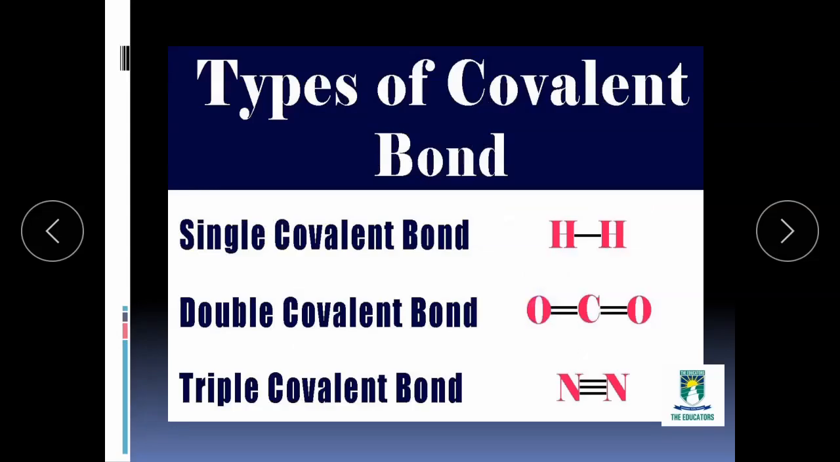Types of covalent bond. There are 3 types of covalent bond: single covalent bond, double covalent bond, triple covalent bond. A single covalent bond is formed by the sharing of 1 electron pair, meaning 1 electron from each side. So H2 is an example of a single covalent bond. A double covalent bond is formed by the sharing of 2 electrons from each side, and a triple covalent bond is formed by the sharing of 3 electrons from both atoms, so that 3 electron pairs can be formed. So this is how single, double and triple covalent bonds are formed.